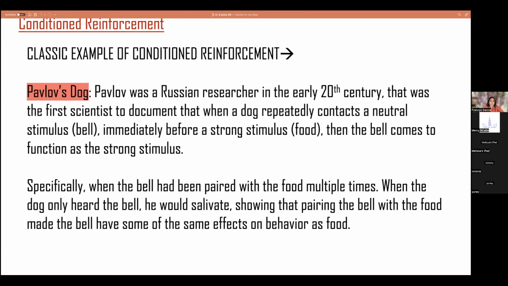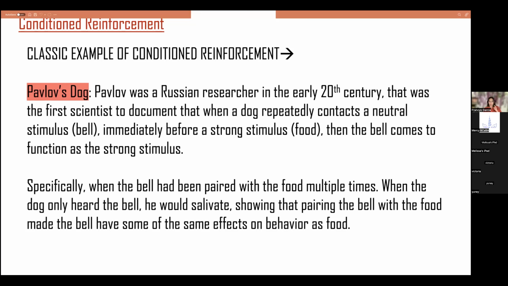Conditioned reinforcement, here is a classic example of conditioned reinforcement. This is based off of the Cooper book, the main idea of how we came to understand conditioned reinforcement and why it is what it is. And the textbook example, this is why I included this here. So Pavlov's dog. Pavlov was a Russian researcher in the early 20th century that was the first scientist to document that when a dog repeatedly contacts a neutral stimulus, aka a bell, immediately before a strong stimulus, food, then the bell comes to function as the strong stimulus.